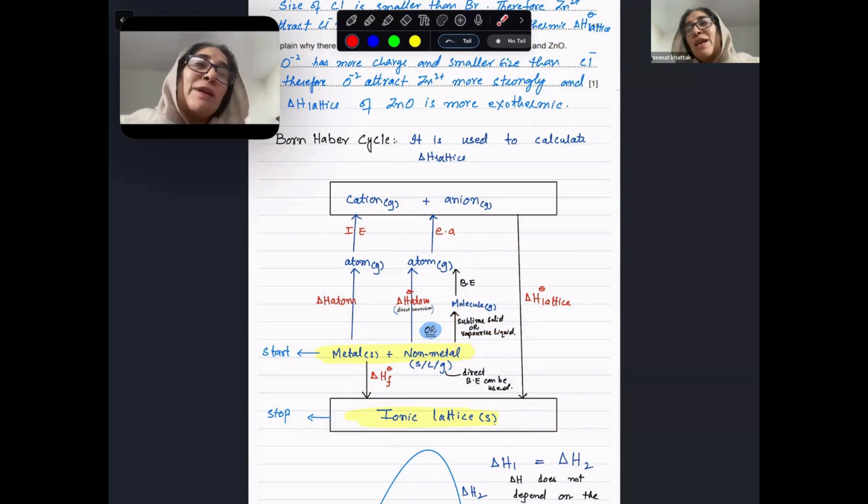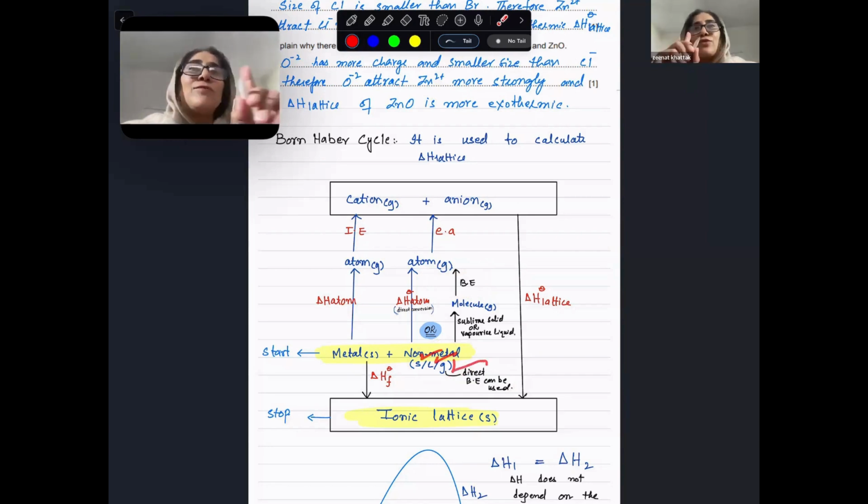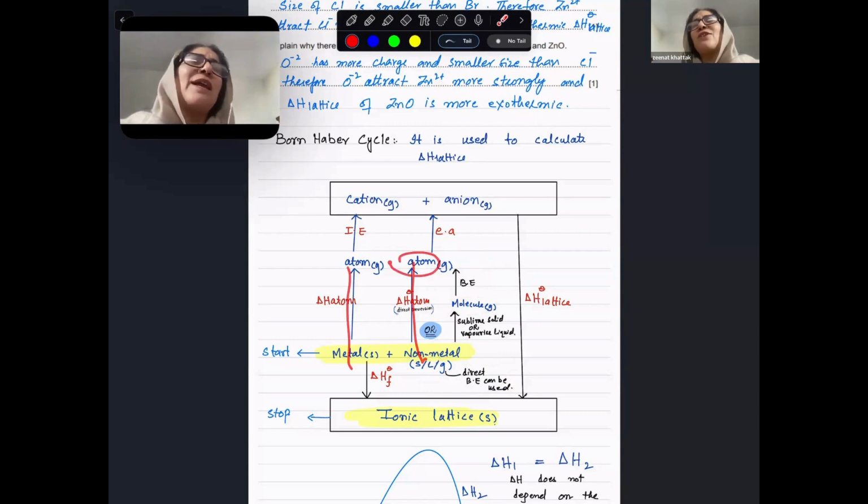And then, but if it is gas, then use the direct bond energy to make the atoms. For non-metals, you have to be very careful whether you are dealing with a solid, liquid, or gas. You can use bond energy for gases directly, but you can't use bond energy for solids and liquids. You have to first convert them into molecules. But yes, atomization is the direct way, for metal and non-metal, to get atoms from the element.